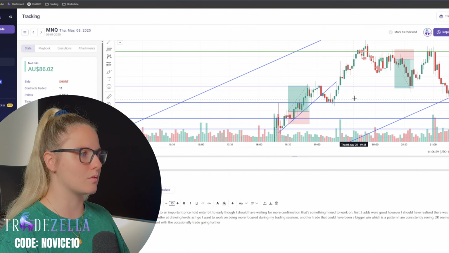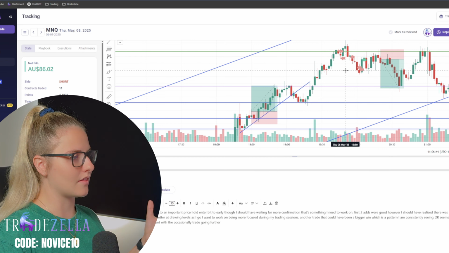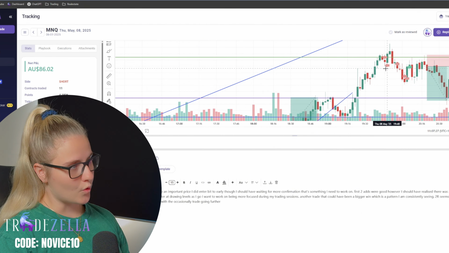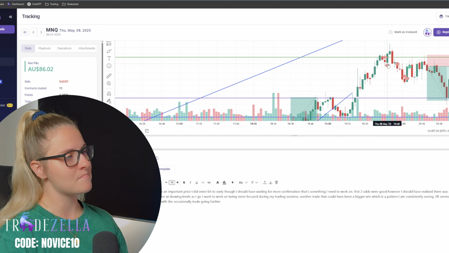I forget to look at the footprint chart, or I get too absorbed with something else that I'm trying to improve that I'm just forgetting to look at other things. So this first add wasn't too bad. It could have waited out, but we had increasing selling volume. It wasn't by much, but we were increasing.